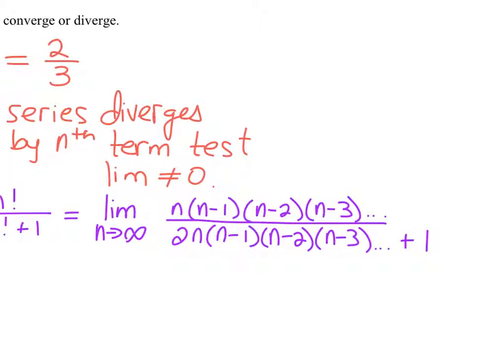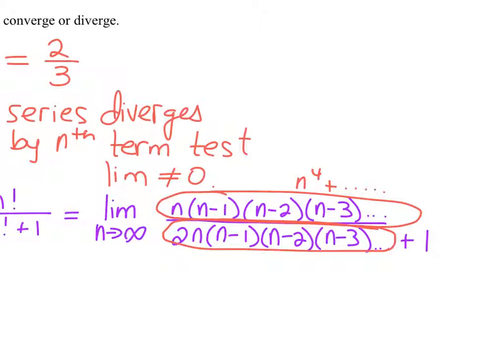So this whole top, we could look at this as n to the 4th plus blah, blah, blah. Now, on the bottom, it's going to have an n to the 4th also, right? It's made up of the same ingredients, but there's a 2.